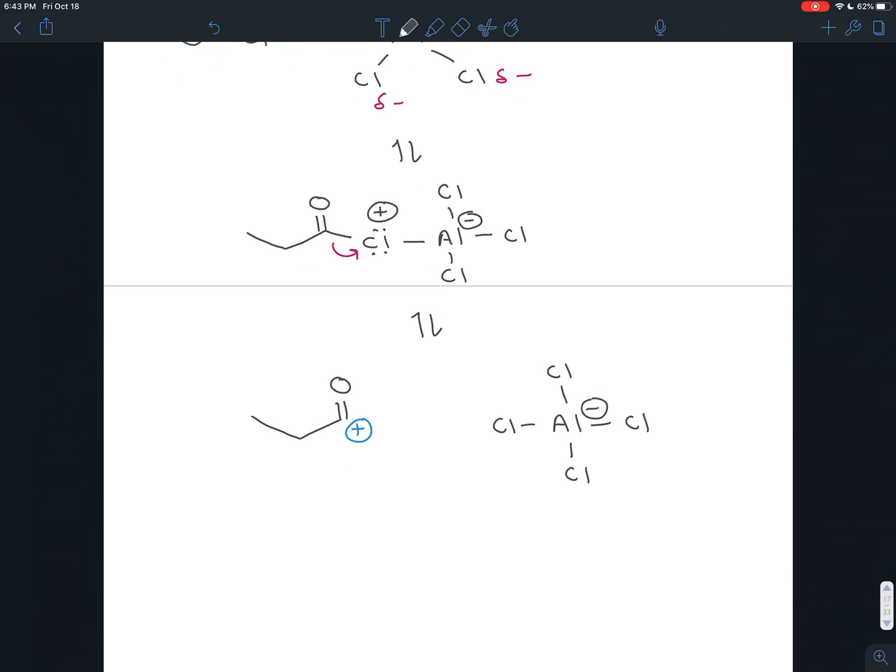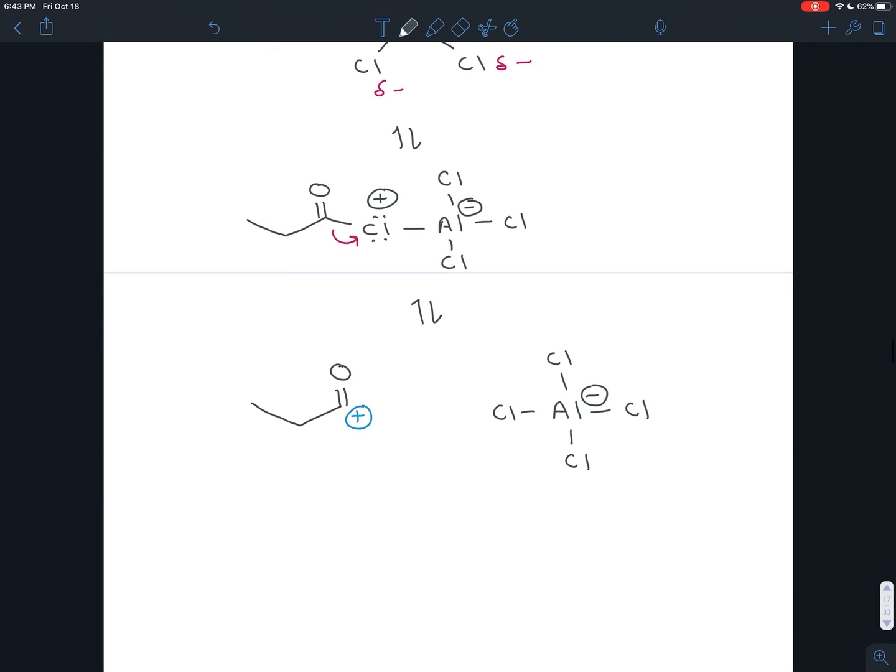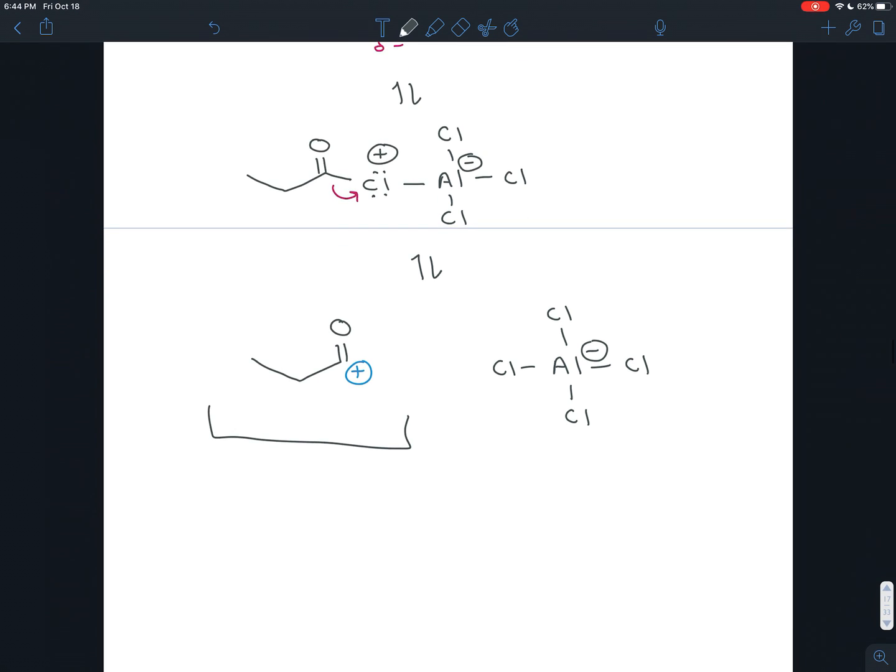Unstable, because you're forcing a negative charge on an atom that has very low electronegativity. It's unable to hold on to negative charge. But this is the special thing. This is why Friedel-Crafts acylation is different from Friedel-Crafts alkylation.